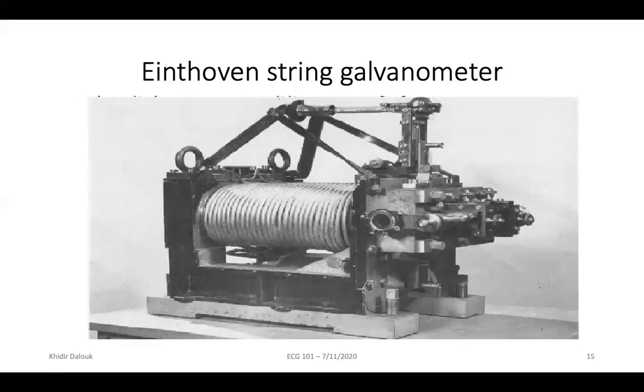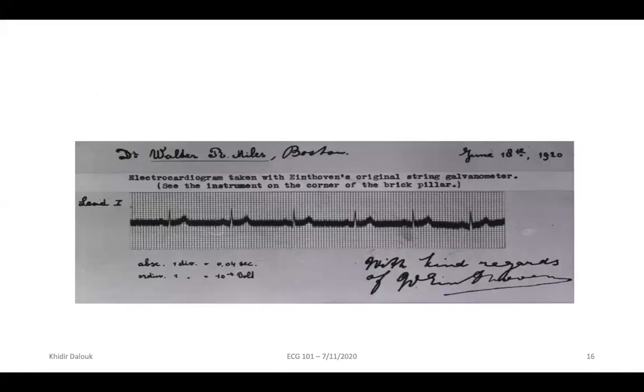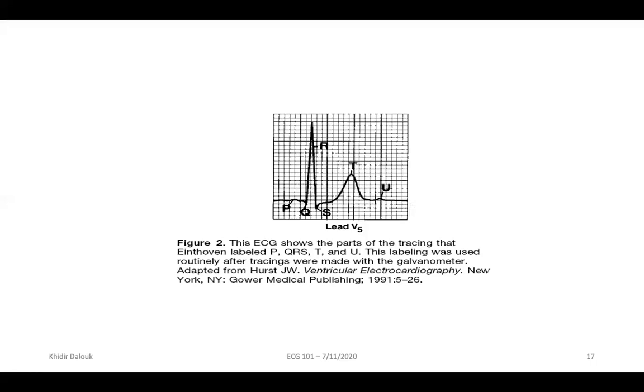This is the Einthoven string galvanometer. I'm showing you here one of his first recordings of the ECG, in 1920. He only used lead 1, and you can see that there is P, Q, R, S, and T as we see it today on our ECG.